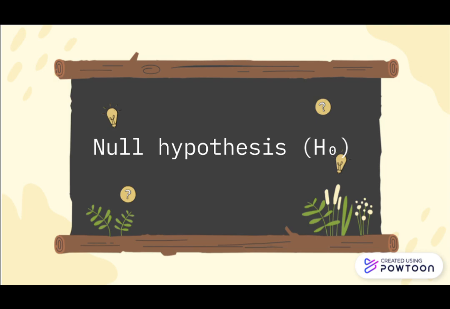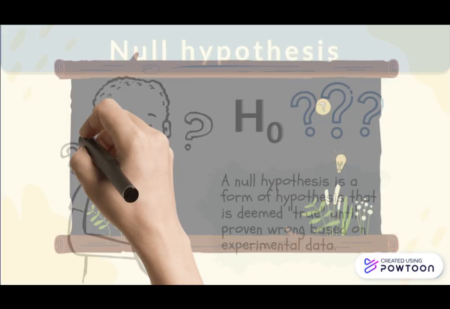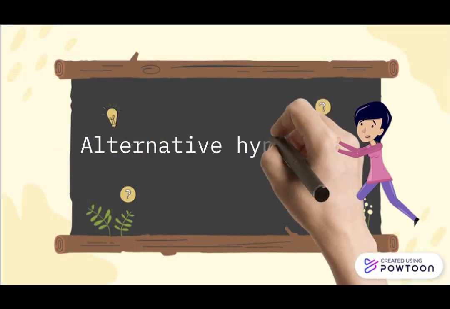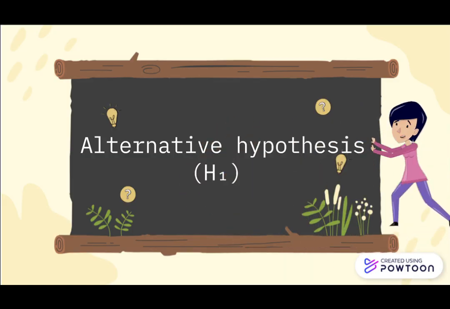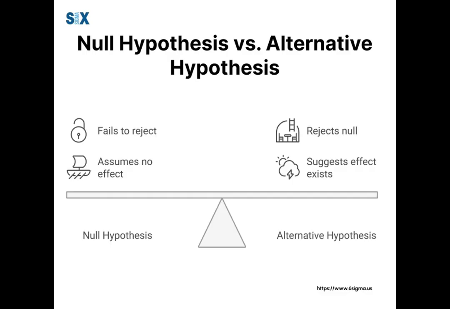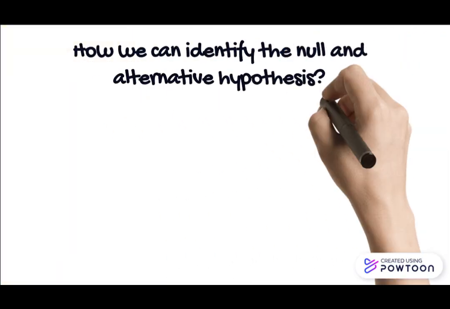First, we have the null hypothesis. The null hypothesis, noted as H0, says there's no effect or no difference. That's why we call it the null effect. Now we have the alternative hypothesis. The alternative hypothesis, H1, says that there is an effect or a difference between the sample and the population. The null and alternative hypotheses are complementary, which means that if one is true, the other one must be false. But how do we figure out what the null hypothesis is?